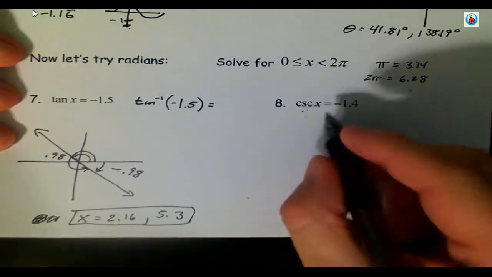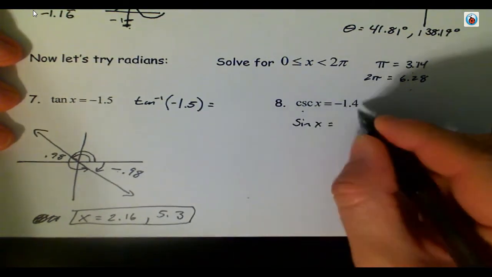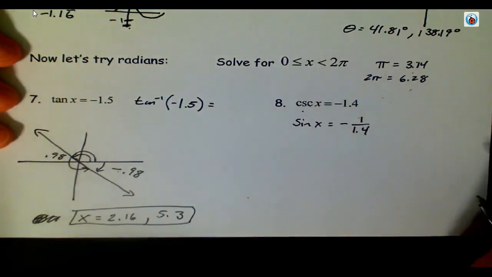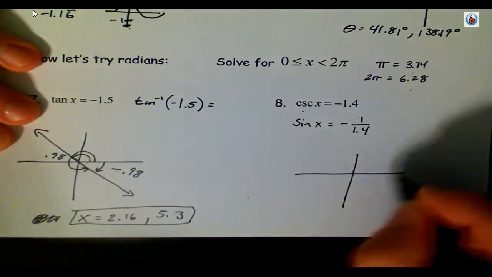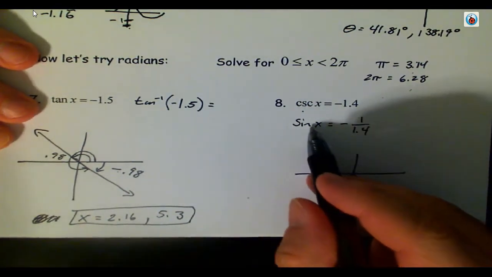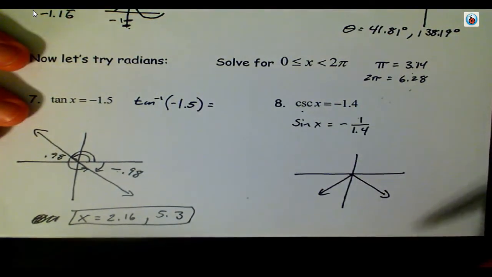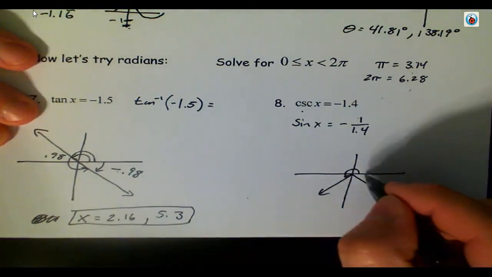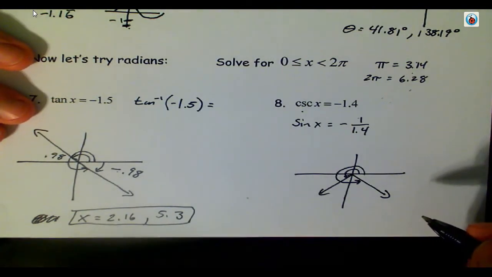Alright, cosecant. It's a flip of sine. So I'm going to have negative 1 over 1.4. Negative sine values are going to be in the third and fourth quadrant because sine is y. Y values are negative down, right? So I'm going to need to find this angle right here and that angle right there. That's my goal.